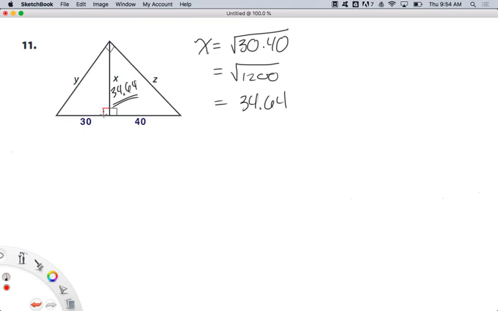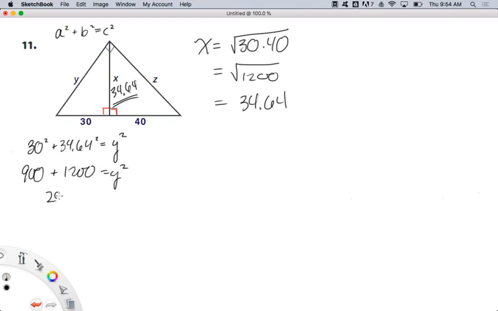I know that I've got two right triangles. Very good. Pythagorean Theorem. Remember, the Pythagorean Theorem says a squared plus b squared equals c squared. Which one is c? The hypotenuse, which is opposite the right angle. That's important to remember. So in this case, I get 30 squared plus 34.64 squared equals y squared. 30 squared is 900. 34.64 squared is 1200 equals y squared. Add them together.